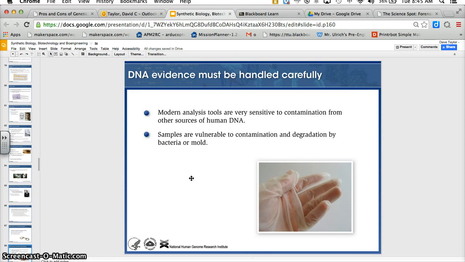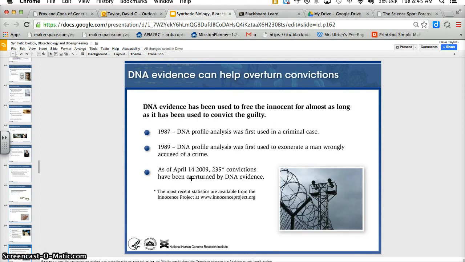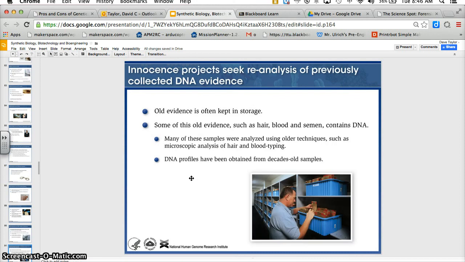Also, this has to be handled with care because you're dealing with biology, living organisms. They can be contaminated, bacteria and mold can grow, etc. So there have to be standards set and put in place to ensure that this is done with a quality control aspect. Evidence can help overturn convictions. This has been done starting in the late 80s, where people who were wrongly convicted have been released from prison, because at the time when their case went through the process, there wasn't this science, this engineering, out there yet. And they store evidence in evidence lockers so that people can go back and look at the old evidence.